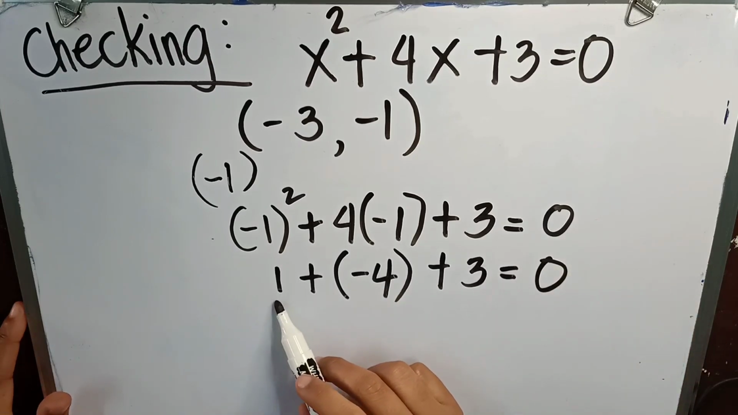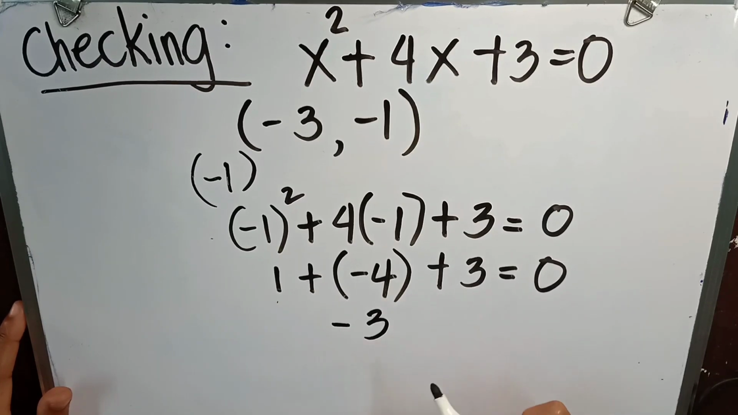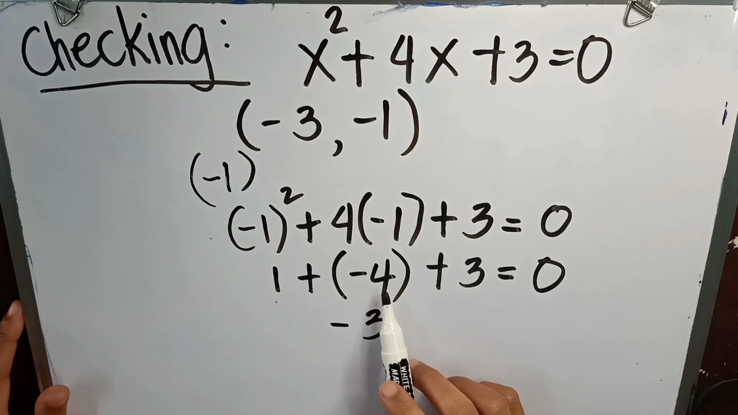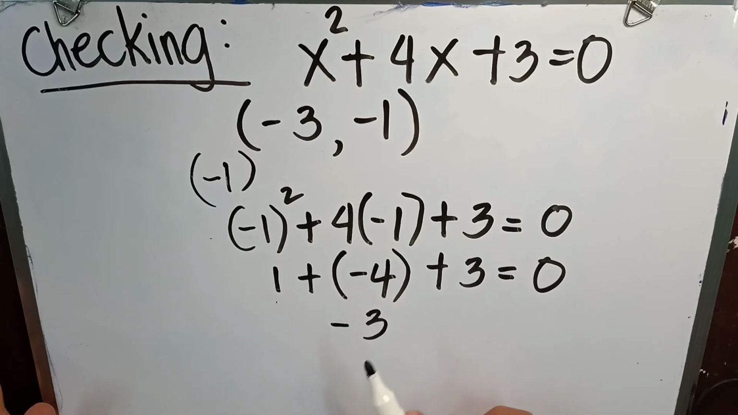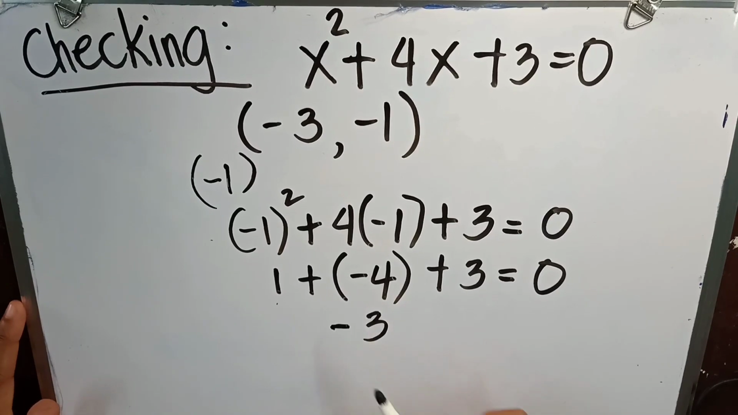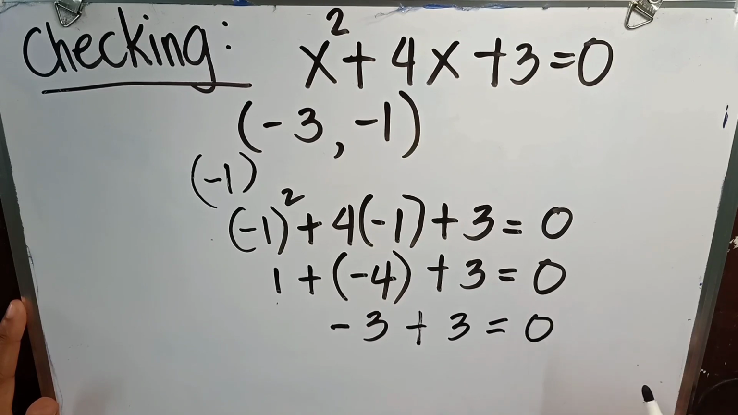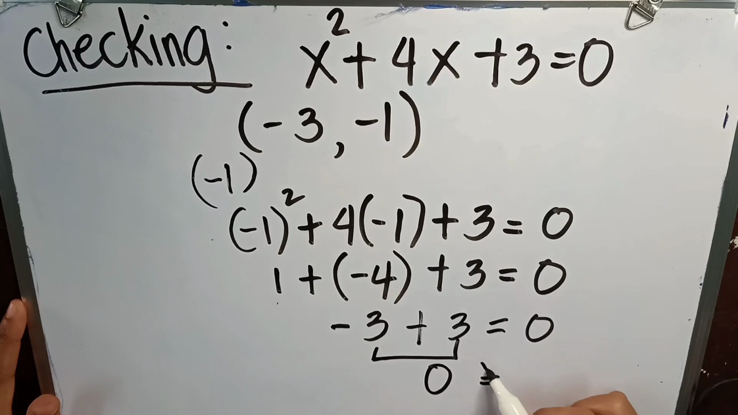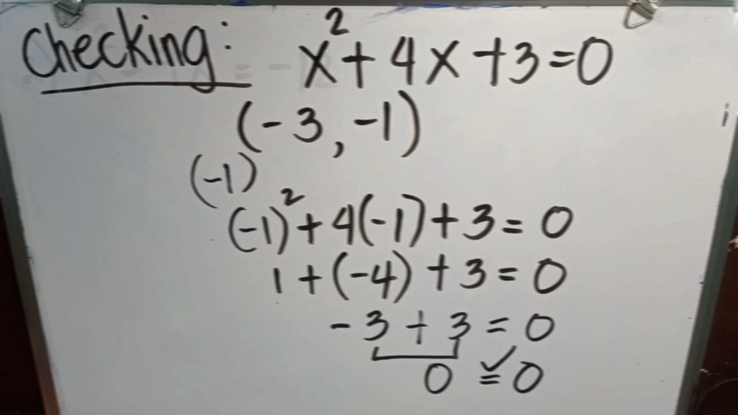Next, 1 plus negative 4 is negative 3. Copy the sign of your bigger number, so 1 and 4. The bigger number here is 4, and the sign of your 4 is negative. That's why we copy negative, and then subtract to get negative 3. Plus 3 equals 0. Again, negative 3 plus 3 is 0. So our answer, negative 1, is also correct.